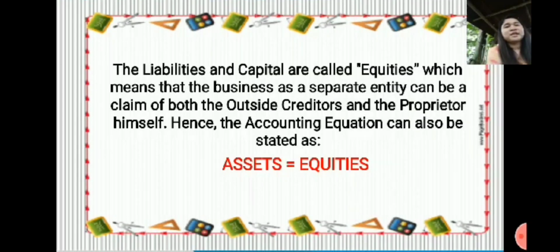Liabilities and capital are called equities, which means that the business, as a separate entity, can be claimed by both the outside creditors and the proprietor himself. Hence, the accounting equation can also be stated as assets equals equities. So, diri ang assets is equal na siya sa equities. Ang equities mao ni siya ang business as a separate entity.